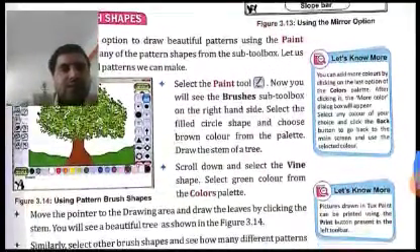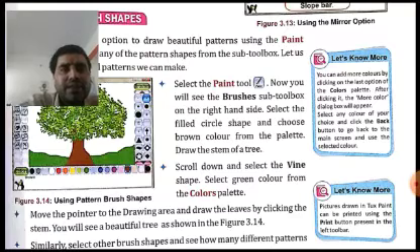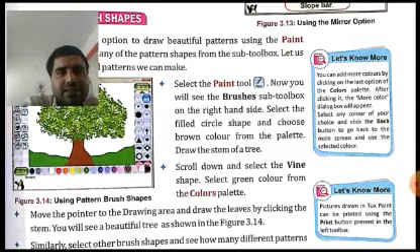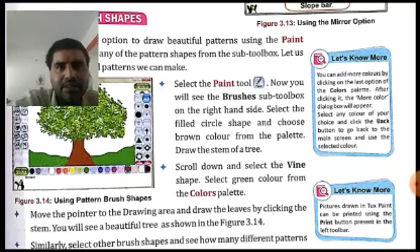Then we will scroll down and select the vine shape. The vine shape is also given in the sub toolbox. We will select the vine shape, and then select the green color from the colors palette. Then we will move the pointer to the drawing area and draw the leaves by clicking on the stem.